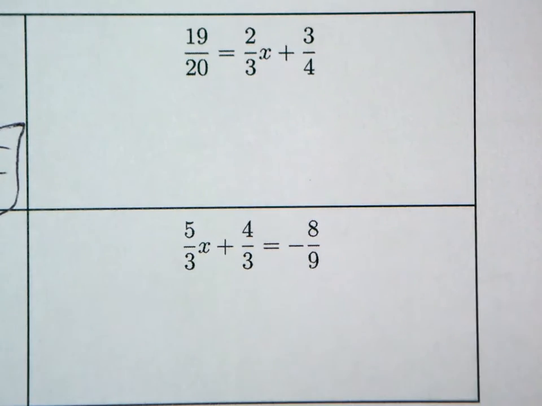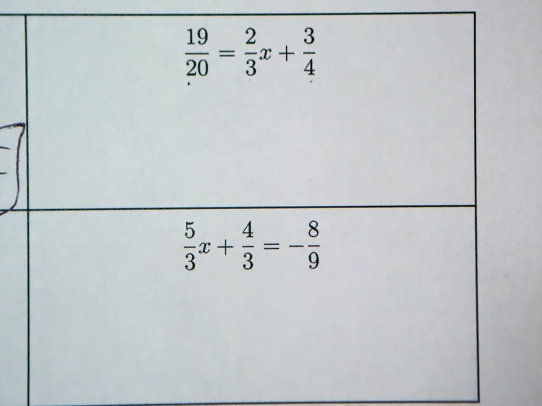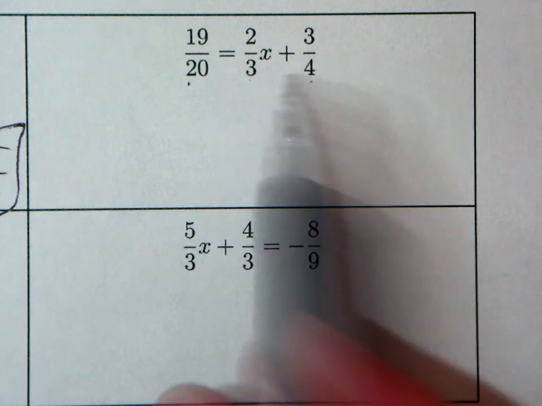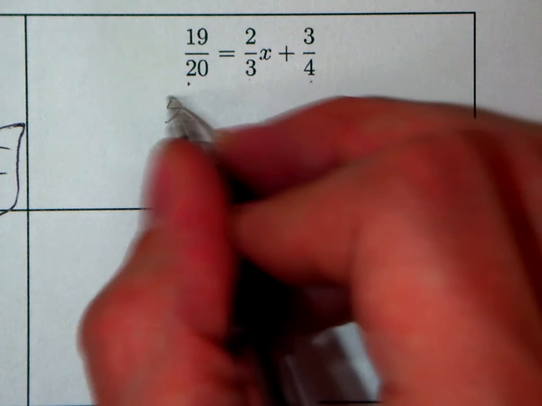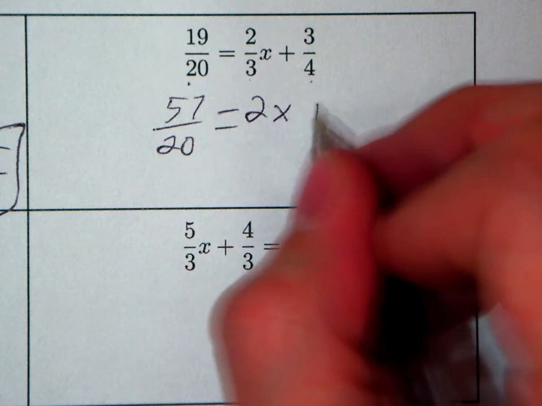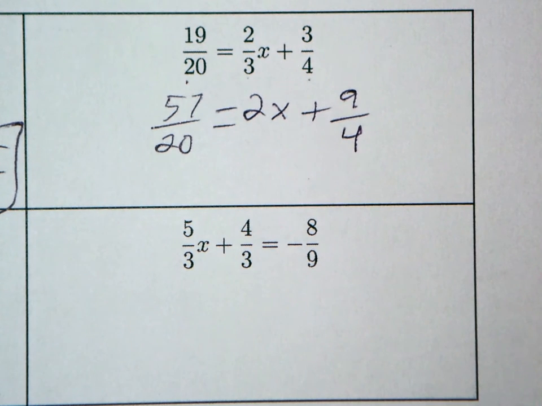Moving to the right, here we have a 20, a 3, and a 4. Is that same trick going to work? Well, it turns out we can do it one step at a time. For example, what if I first multiply all of the numerators by 3 to cancel out the 3? Then I end up with 57 over 20 is equal to 2x plus 9 over 4. I multiplied by 3 first.